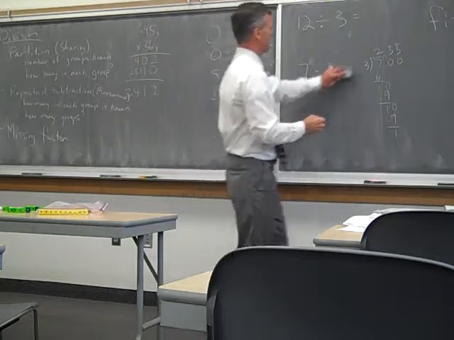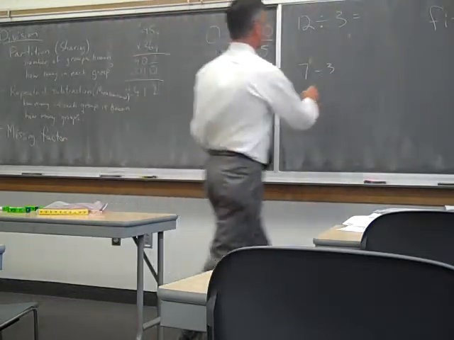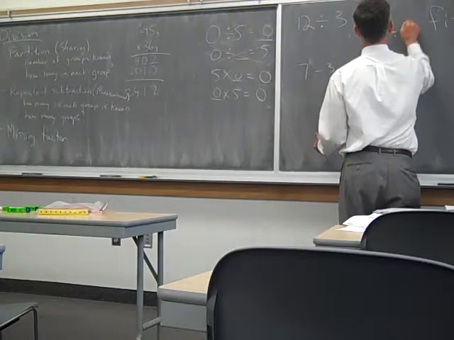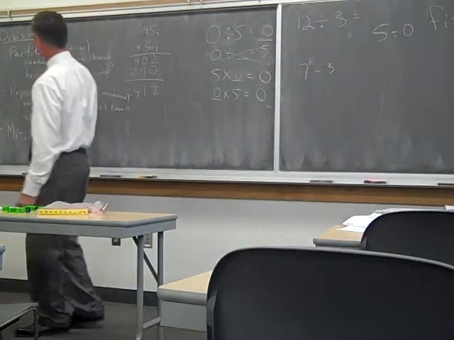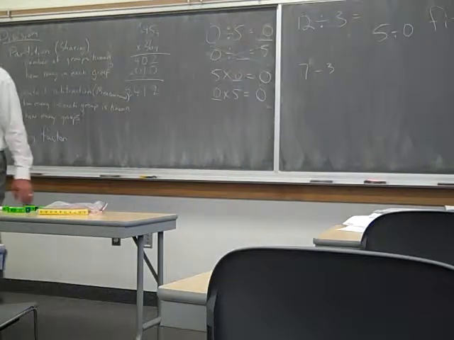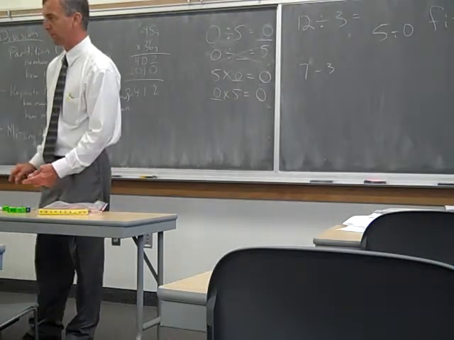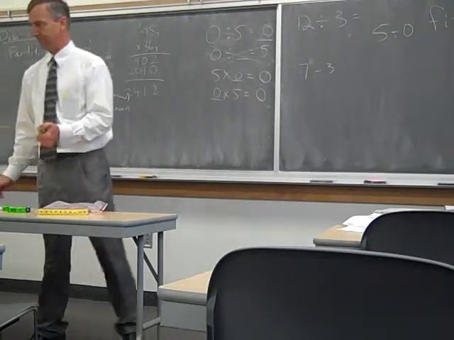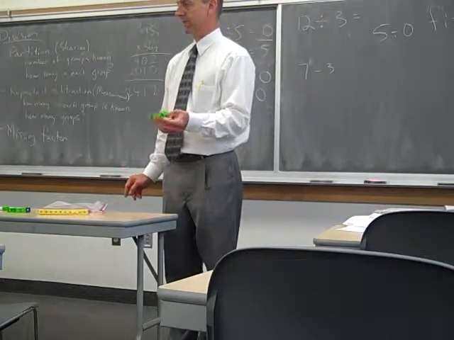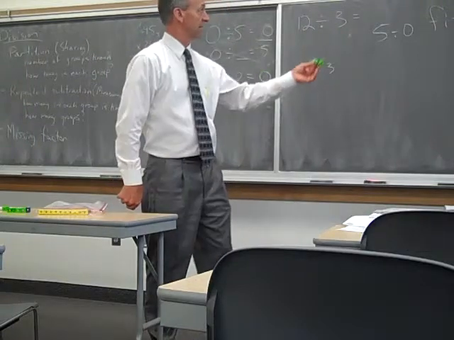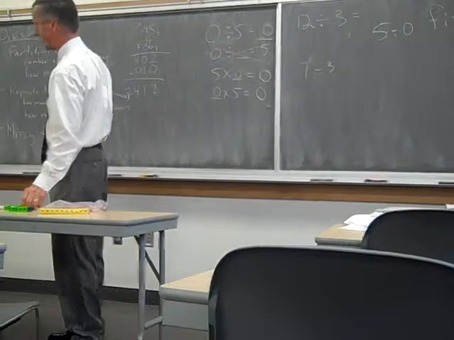Okay, let's try the next problem in that list: 5 divided by 0. Use your models, partition, repeated subtraction, or missing factor, to try and explain 5 divided by 0. Start off with 5, just like we started off with 12. Which model are you going to use?